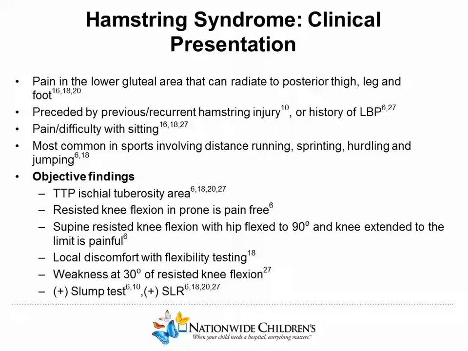Just a couple points for ruling in or ruling out this syndrome: supine resisted knee flexion with the hip at 90 degrees and the knee extended to the limit is more likely to be painful. They could have a positive slump or a positive straight leg raise, so it's important to rule that in or out. And then weakness at 30 degrees of resisted knee flexion, as well as tenderness to palpation at the ischial tuberosity.